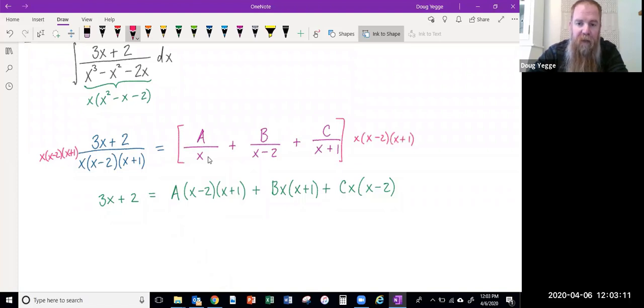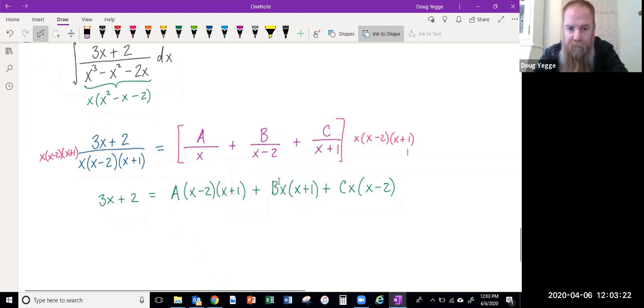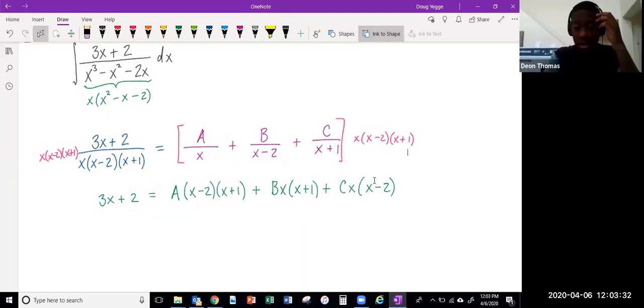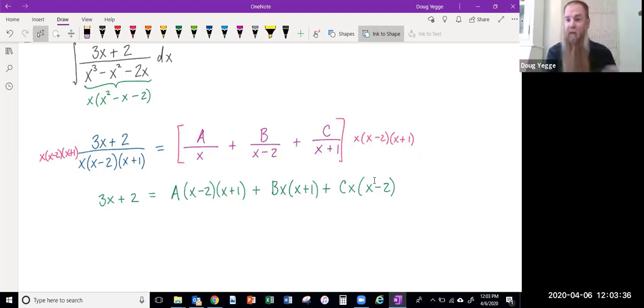So notice that each one of these factors individually, the x, x minus 2, and x plus 1, are going to cancel when we multiply. And this right here is what we have. How do I solve for A, B, and C at this point? Okay, what have we been doing today in order to solve for A, B, and C? Grouping the like terms. Yeah, grouping the like terms from the right side with the like terms on the left.